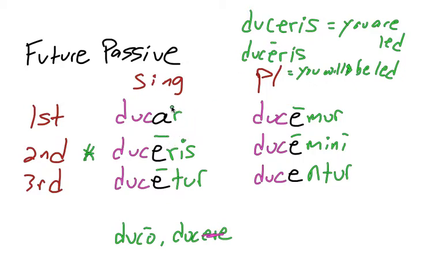Okay, so ducar is I will be led. Duceris, you will be led. Ducetur, he, she, it will be led. Ducemur, we will be led. Ducemini, you all will be led. And ducentur, they will be led. Okay, so in the future, it's A for first singular and E for the rest of the conjugation.